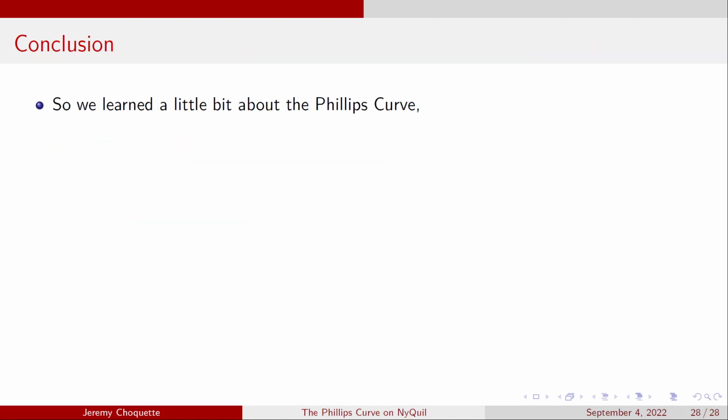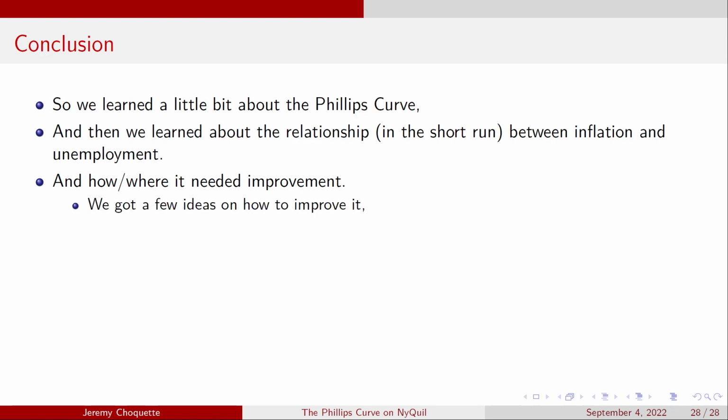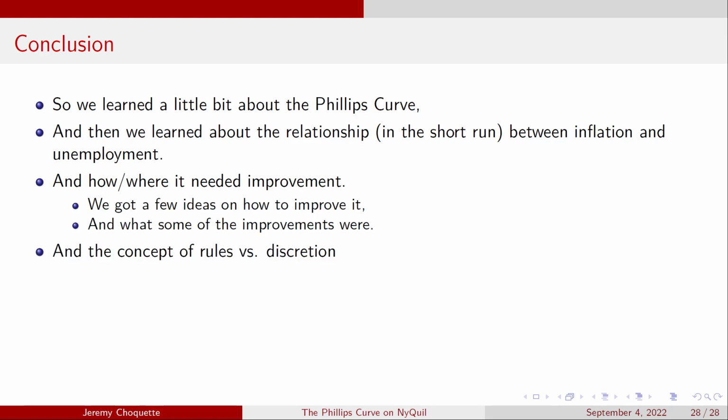So let's wrap up here. We learned a little bit about the Phillips curve. We learned about the short run relationship between inflation and unemployment. We learned about where it needed improvement and what some of these improvements were. And we learned about the concept of rules versus discretion.